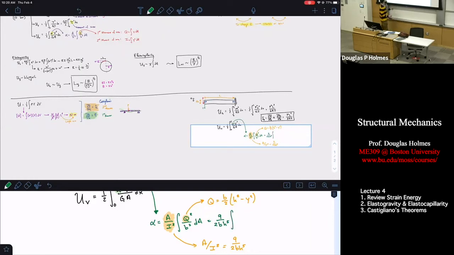Now I said that the height of this bar was 2h, which means you're integrating from negative h to positive h, or it's the same exact thing as integrating from 0 to 2h. Oftentimes people do the integral centered around the neutral axis. So this is negative h to h of q squared, which is 1/4 times h squared minus y squared, that quantity squared, times b dy.